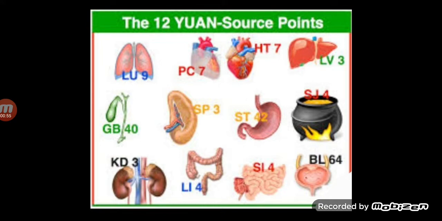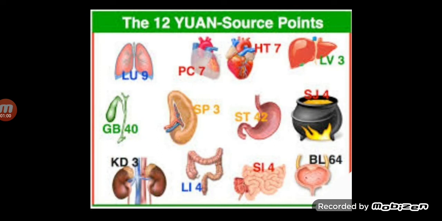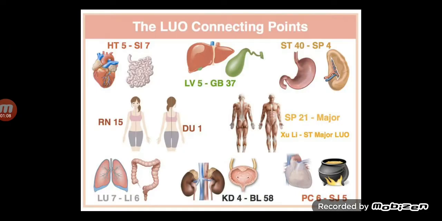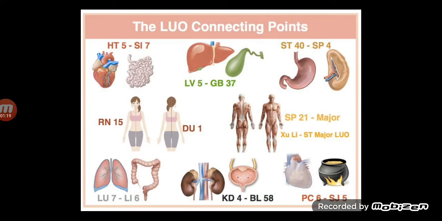Then after giving LV3, first of all we must know whether this is a yin organ or a yang organ. So liver is a yin organ, so its paired organ is the gallbladder. So we will come to the gallbladder Luo connecting point and we will give GB37. So how will we make a protocol? The first point will be liver 3 and then GB37.